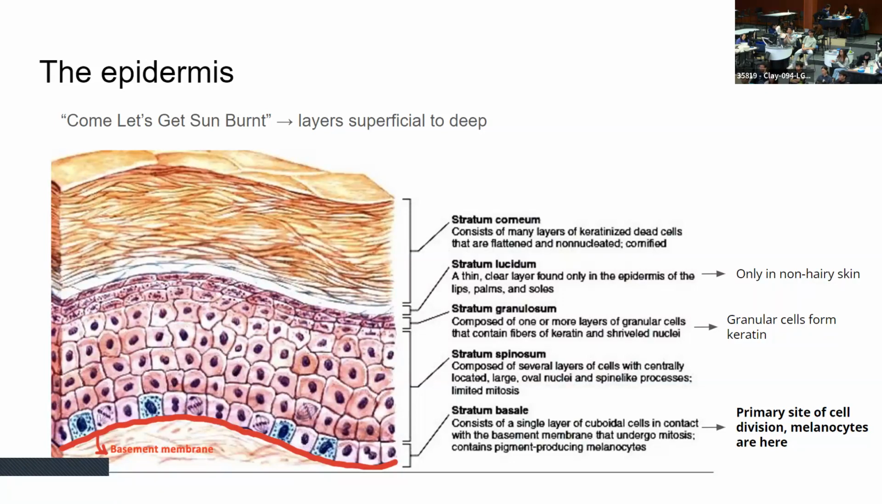And also you want to know roughly how thick they are, where some of them are present, where some of them aren't present. So for example, the second layer, stratum lucidum, is only present in non-hairy skin. And so, there's a few points there which are outlined on the right-hand side. So granular cells form keratin, which is obviously important for areas where there might be a lot of abrasion. And then stratum basale is the primary site of cell division. So that's where your melanocytes are.